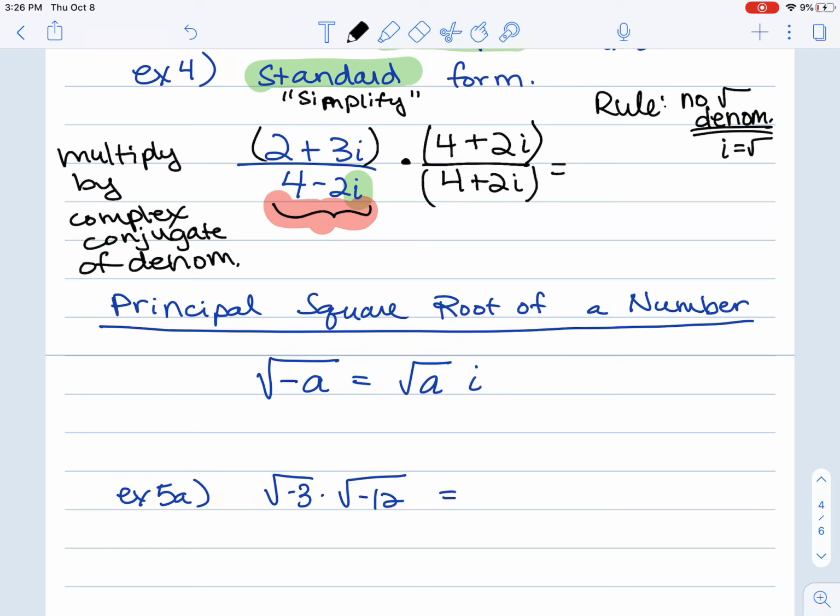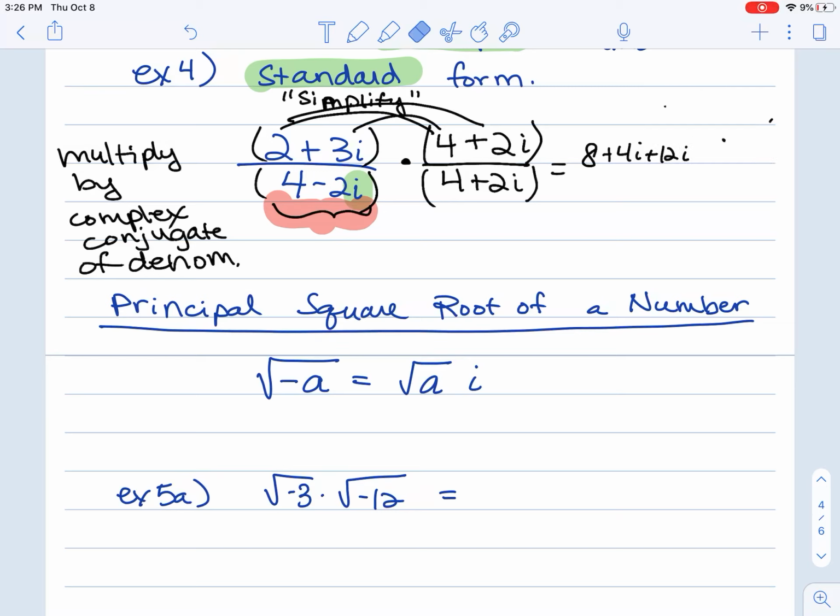So now I'm going to put parentheses over everything, and I'm going to FOIL. First, outer, inner. I'm going to have to erase my rule for a second here. And then last. Okay, let's leave that there for a minute. And then again, I'll do it in purple.